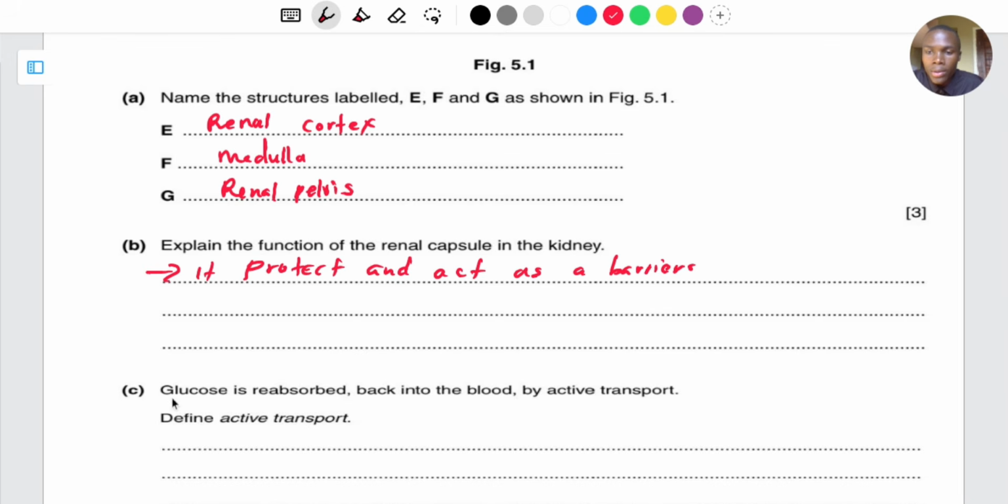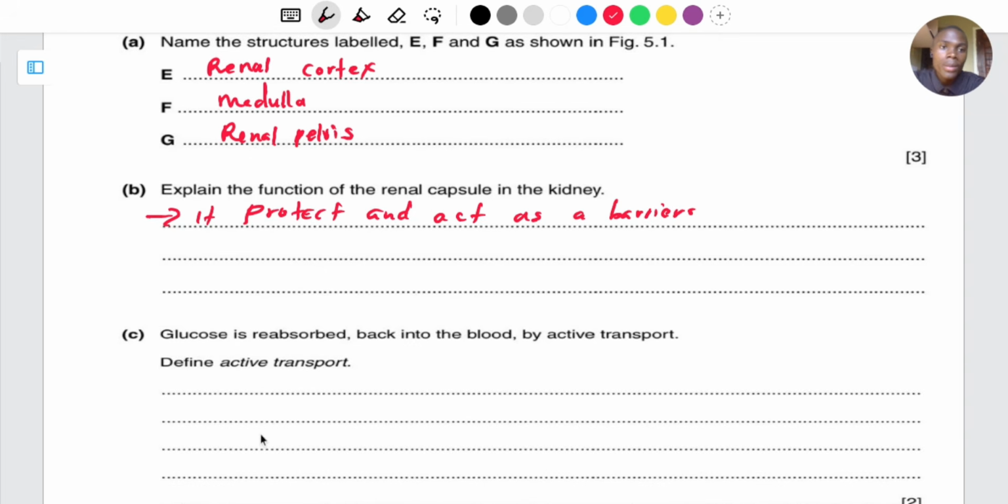The second one is saying glucose is absorbed back into the blood by active transport. Define the term active transport. So what is active transport? One thing that you need to know is that in active transport there is the use of ATP, adenosine triphosphate, which is going to provide energy for the movement of particles. Active transport is the movement of particles from the region of lower concentration to the region of higher concentration against the concentration gradient by using ATP.